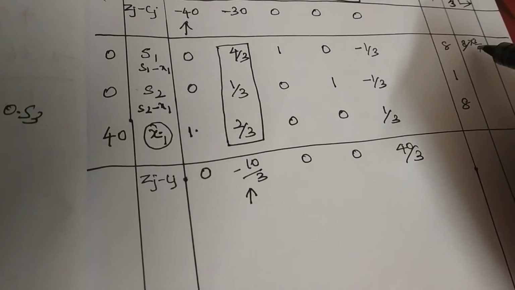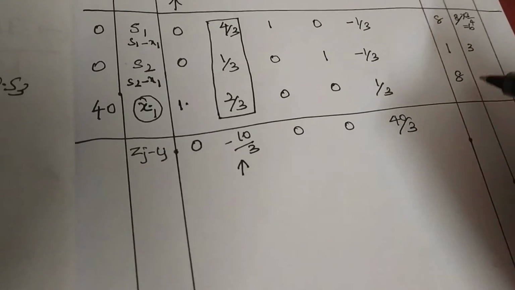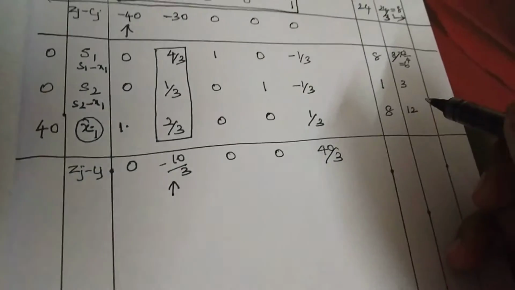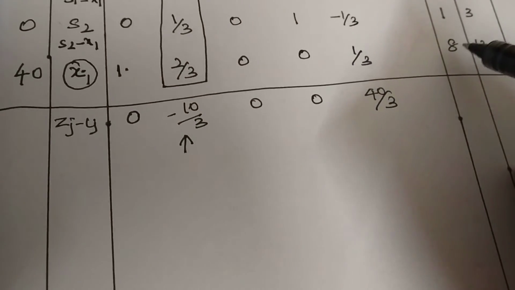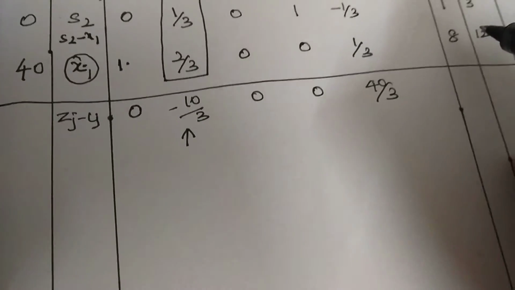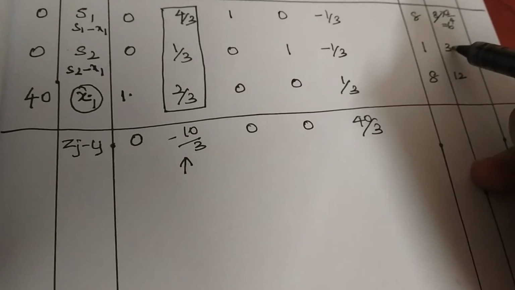3 by 4, that is equal to 6. And then this is 3. And then this is 12, I think. Is it correct? I don't know. So 8 into 3 by 2 means 4 into 3, that is equal to 12. So which value is minimum? 3 is the minimum value.